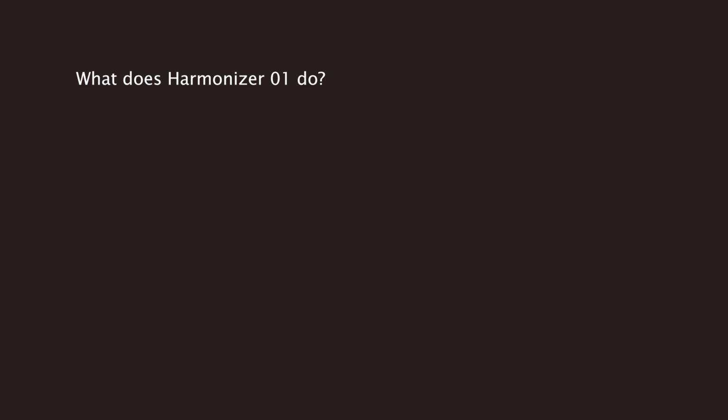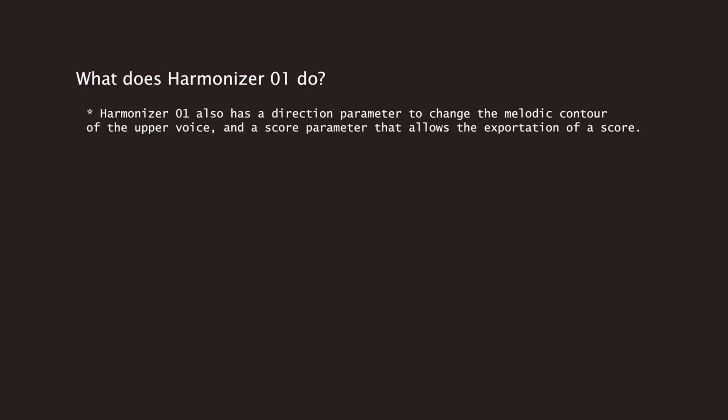Harmonizer 01 also has a direction parameter to change the melodic contour of the upper voice, the options being up for an upward motion, down for a downward motion, and line for a ranged motion. It also has a score export option that exports the progression to a sheet music editor compatible with the Python module Music21. In the previous examples, direction was set to its default value of line. So let's try the value up with score set to true.